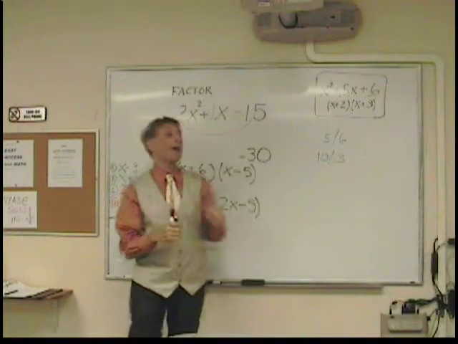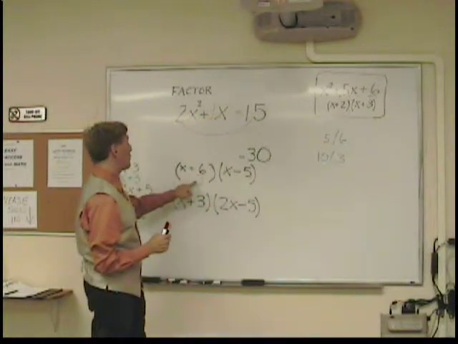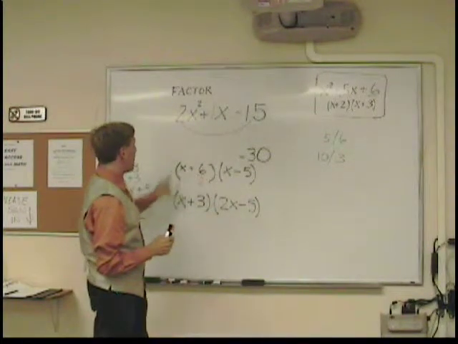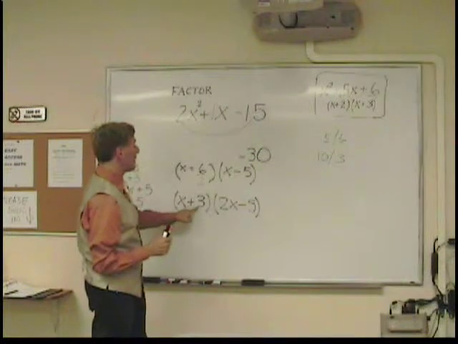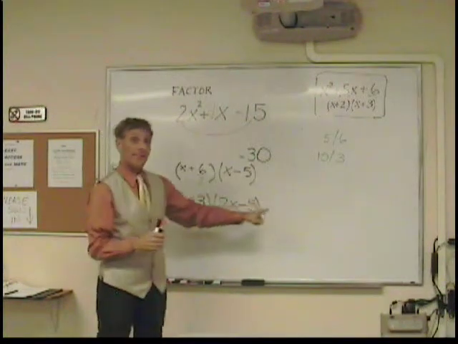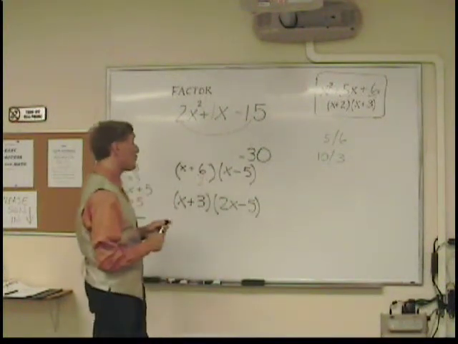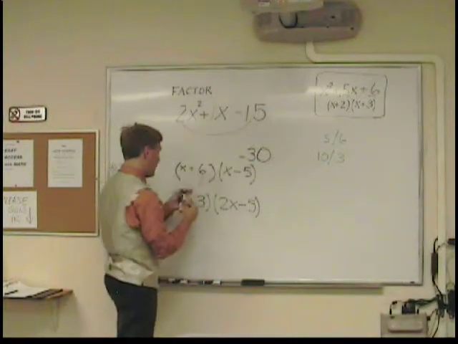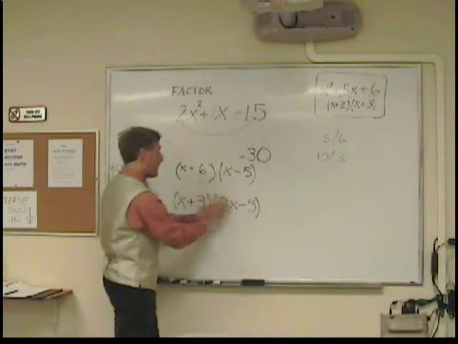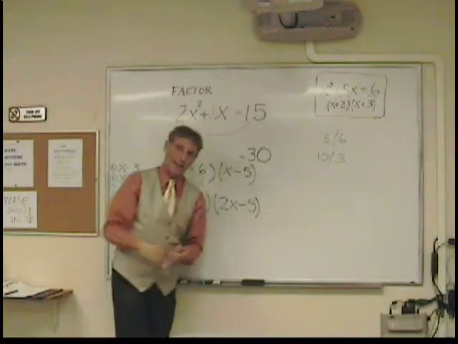We know that because that's the 2. And that becomes x plus 3. And now I have 2x minus 5. Those are my two factors. The 2x goes to the opposite number, the one I didn't divide.